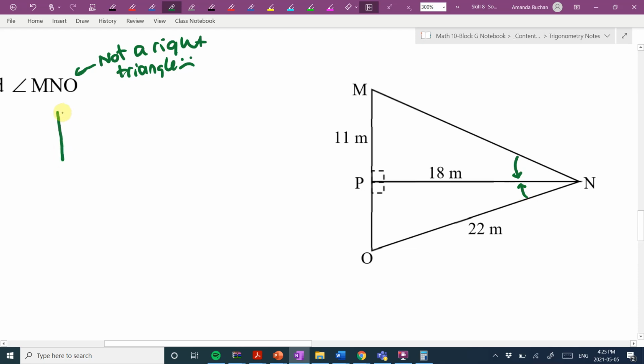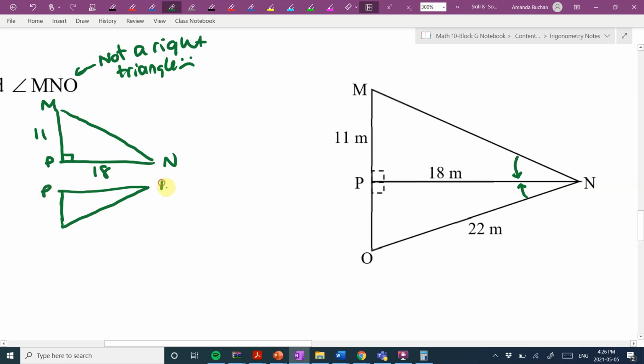So I need to work with those two different triangles, one being MNP and the other being ONP. So because they share that 18 side, it applies to both triangles, but they have a little bit of a different one here. So what I'm looking for in both cases is these missing angles, right? We want to find x and we want to find y. Because if we add those together, angle MNO is going to be x plus y.